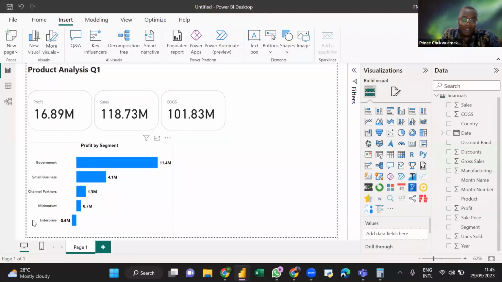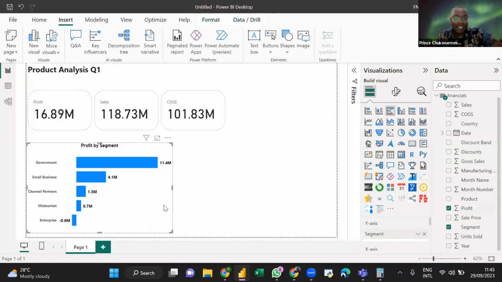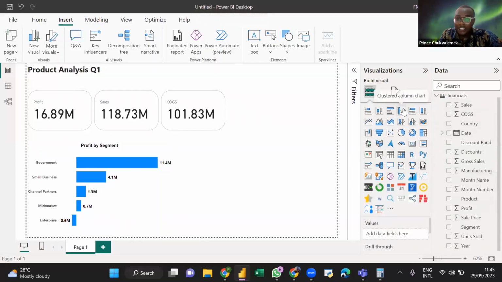So for enterprise, you can see that enterprise is giving us minus. So this particular segment of our products is not bringing value to us. So either we increase the marketing strategy, or we would want to remove that product. But what I want to see again is that I want to know why. I want to see the cost that we are spending for the enterprise segment. So I'm going to use another chart.